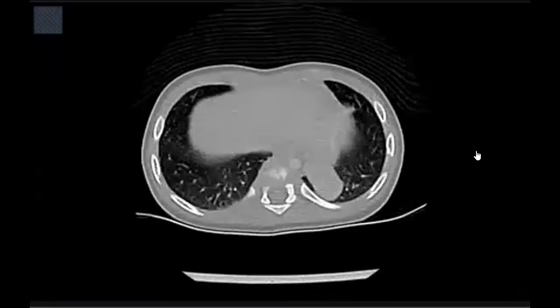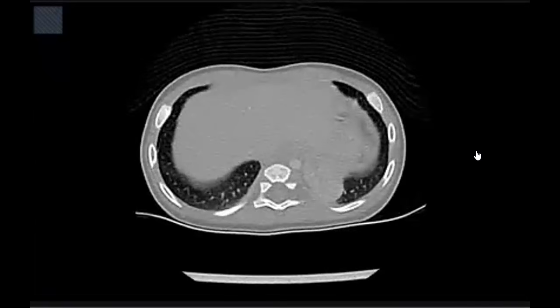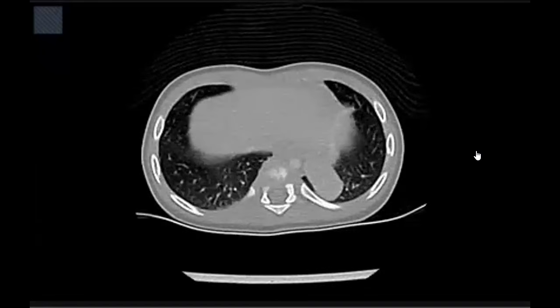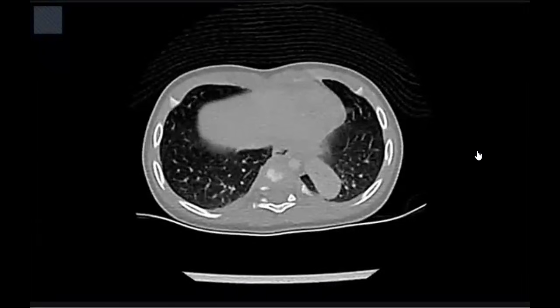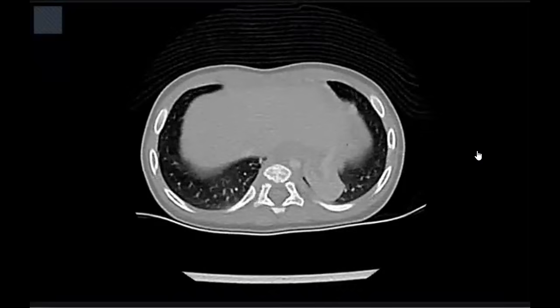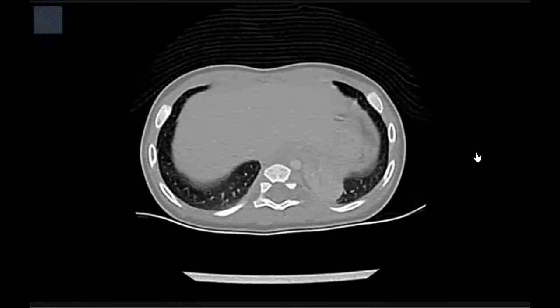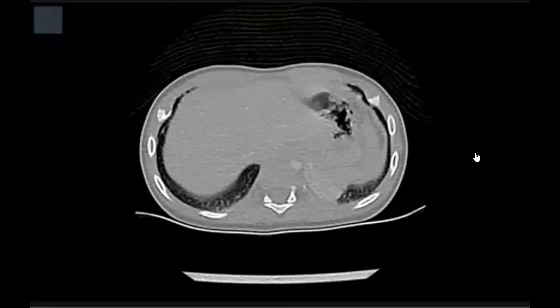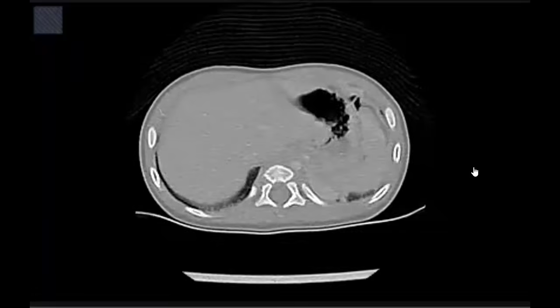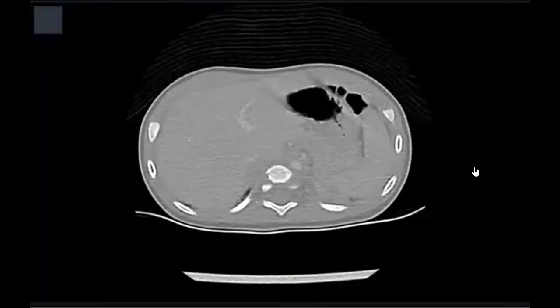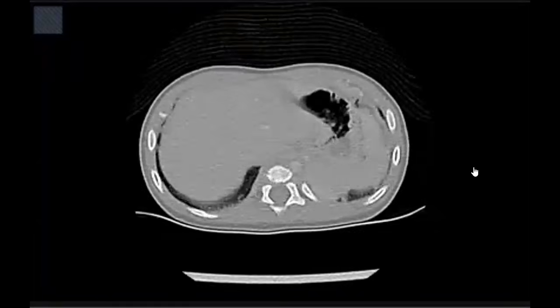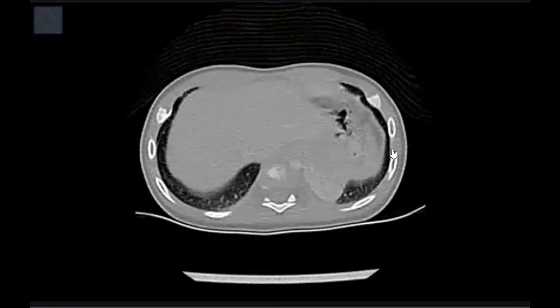Okay, I'm scrolling. This is an axial CT lung window, and I can appreciate that the abnormality appears hyperdense, seen within the lung, and it goes down to the pancreas. Doctor, can I check it in the soft tissue window, please?